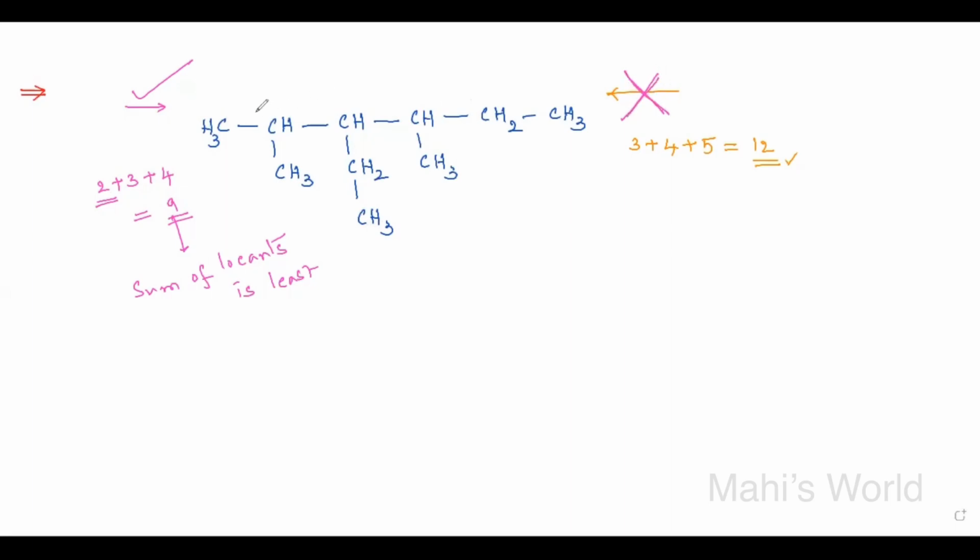So the numbering to be considered is this, 1, 2, 3, 4, 5, 6. So the name of this can be written as, look at this. At the second position, you got a methyl group. Even at the fourth one also, you got a methyl group. Both second and fourth have got methyl groups.